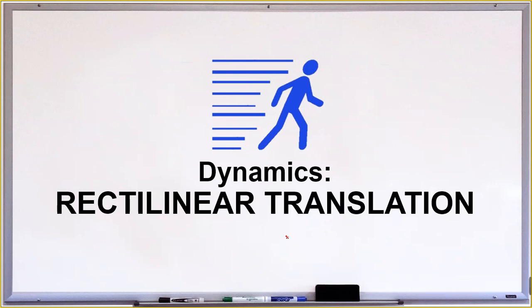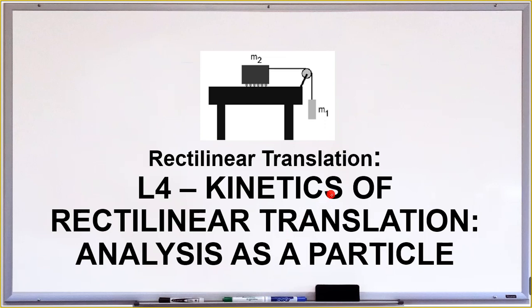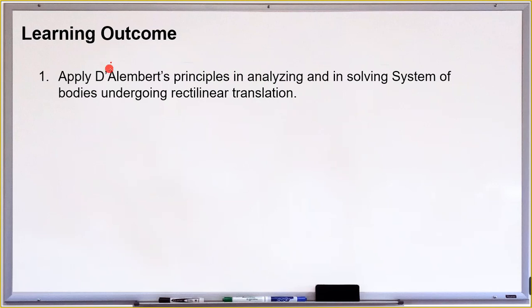We are now on lesson 4, that is kinetics of rectilinear translation, that is analysis as a particle. In this lesson, we consider a body as a particle, or an object as a particle, not a body. By the end of this lesson, you will be able to apply D'Alembert's principles in kinematics and kinetics in analyzing and solving system of bodies undergoing rectilinear translation.